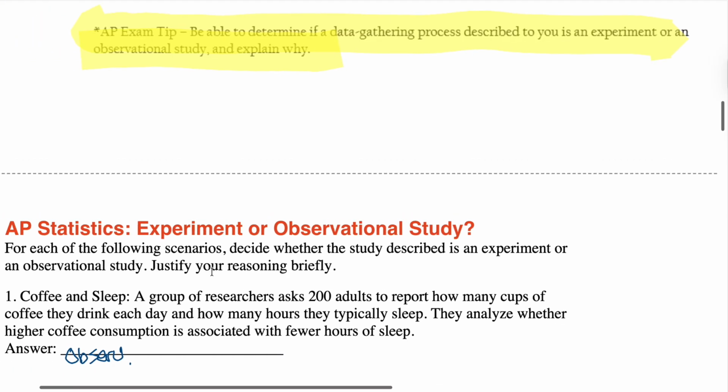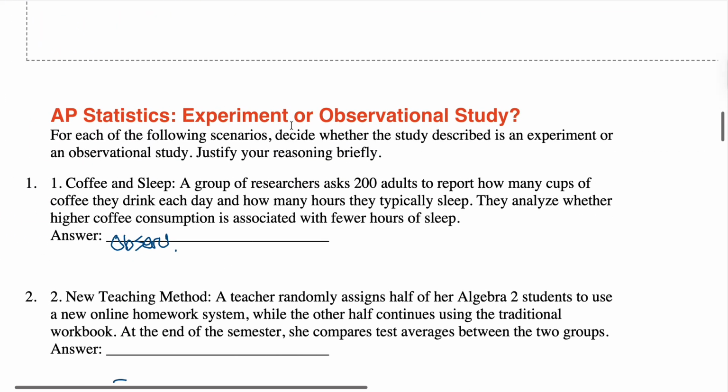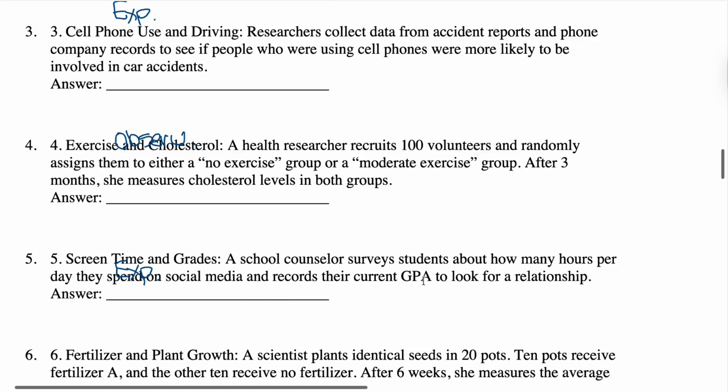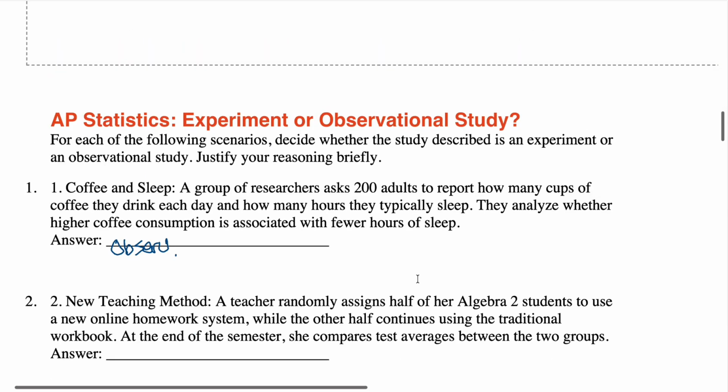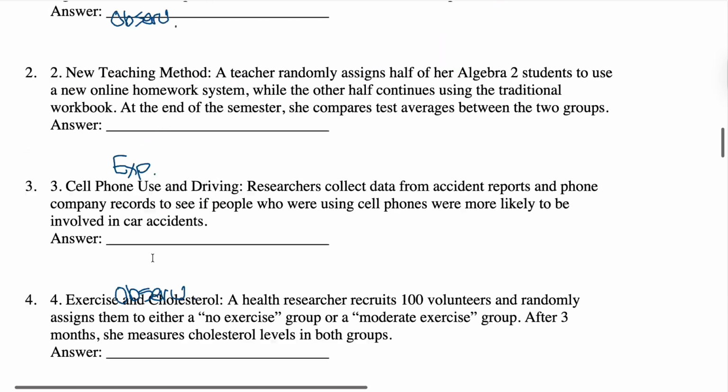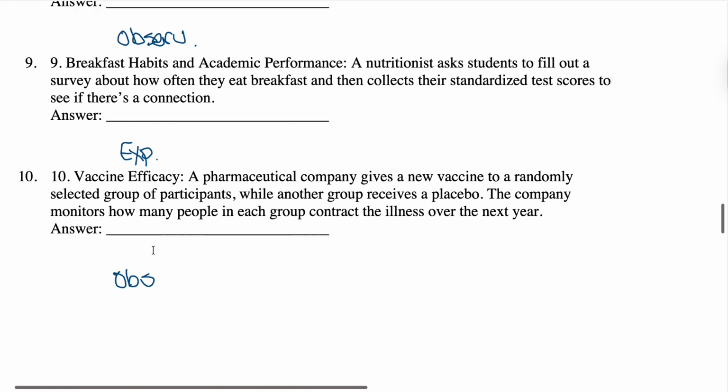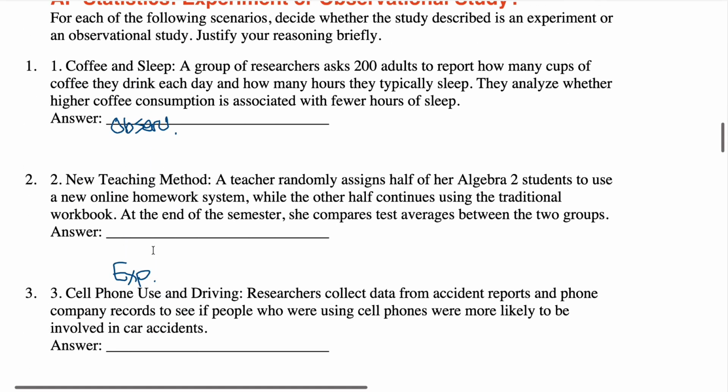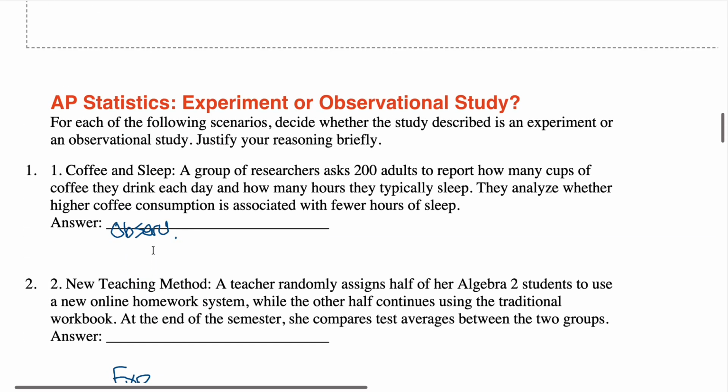And basically that's it for AP statistics, experiment or observational study. Here are several scenarios I want you to consider. I know I already put the answers down for each. I feel like the answers are a little bit off, but it's okay. We're just going to go over them right now, one by one. For each of the following scenarios, decide whether the study described is an experiment or an observational study. Justify your reasoning briefly.